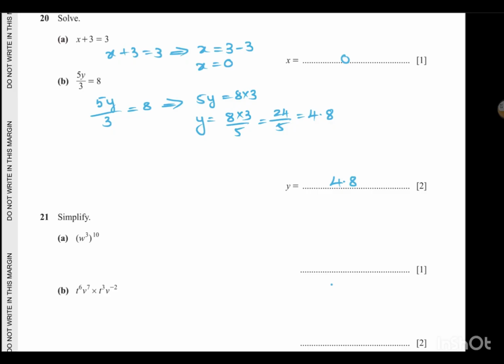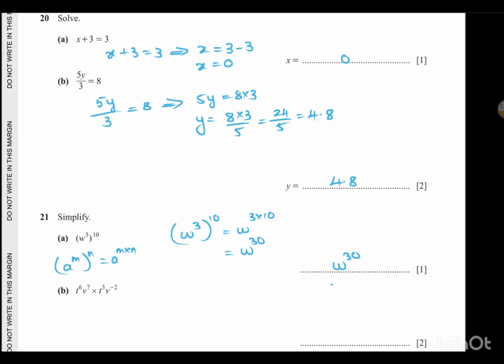Question number 21. Simplify w raised to 3 whole raised to 10. So using the rule, a raised to m whole raised to n will be a raised to m into n. So use that rule. w raised to 3 whole raised to 10 will be w raised to 3 into 10. So 3 into 10 is 30. So the answer is w raised to 30. Question number B.